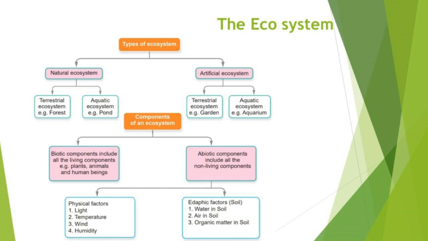Next, the components of an ecosystem are classified into biotic components and abiotic components. Biotic components include all the living components, for example plants, animals, and human beings. Abiotic components include all the non-living components. The abiotic components are influenced by physical factors and edaphic factors. The physical factors are light, temperature, wind, humidity. And the edaphic factors, that is the soil factors.